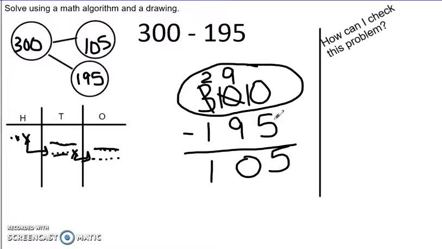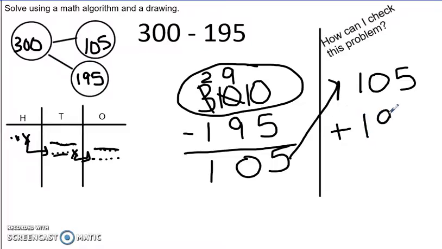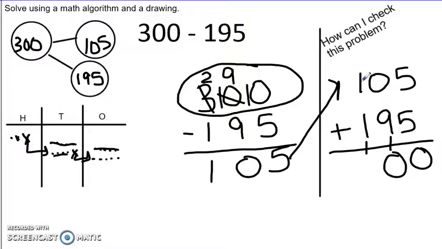Now I'm going to check it by adding my parts to make sure I get my whole. So I'm going to bring 105 up to the top. I'm going to add, because we need to add our two parts to get our whole, and I add 195, the other part. Starting with the ones, 5 plus 5 is 10. Put a 0, put the 1 in the tens. 0 plus 9 plus 1 is 10. Put a 0, put a 1 in the hundreds. 1 plus 1 plus 1 is 3. So, here's our whole, which matches the whole in our number bond. That means we did this problem correctly.